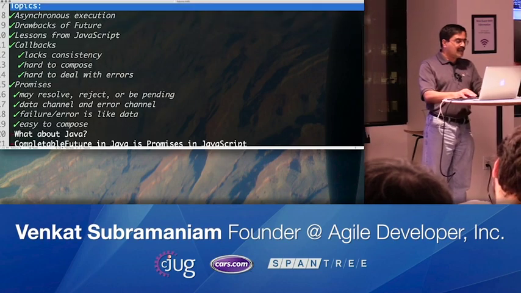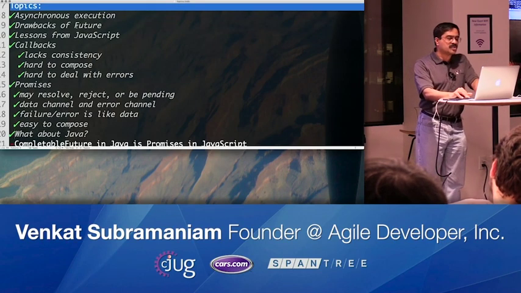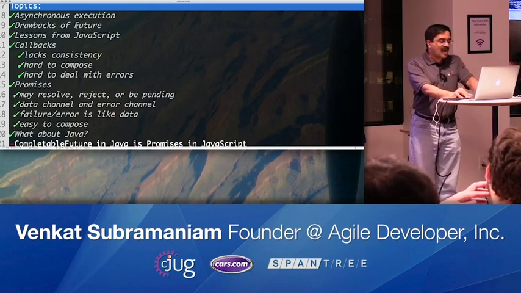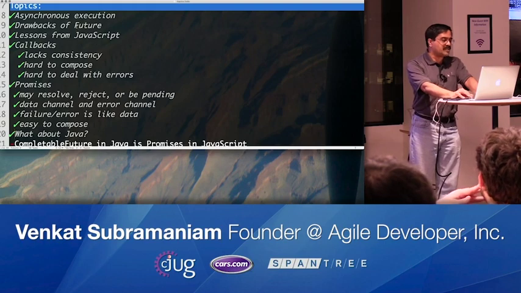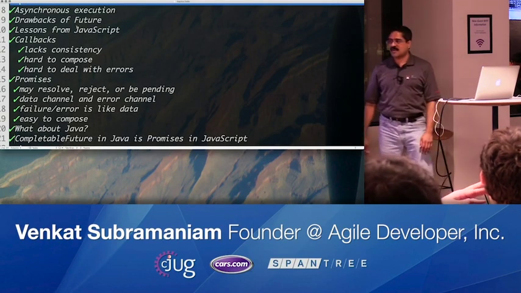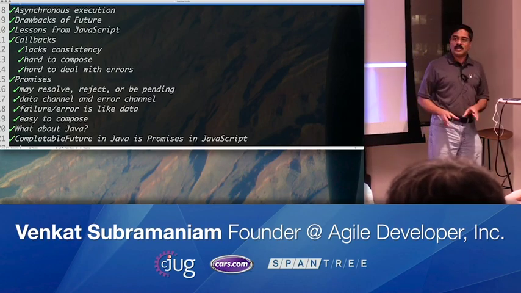When I started looking at the completable futures, I was very curious. I was struggling with it. I was asking the question, what is it? And as I started playing with it, I came to a grim realization. Completable futures in Java really are promises in JavaScript. If they had called it promises, everyone would know about it.